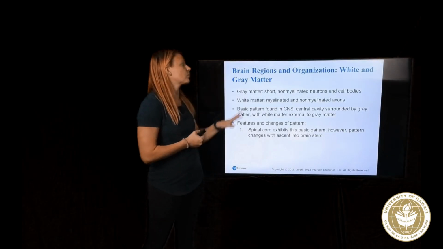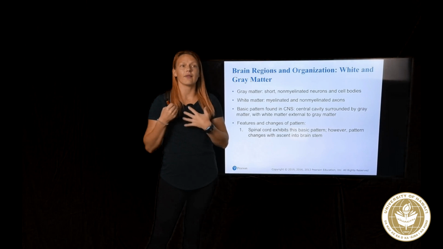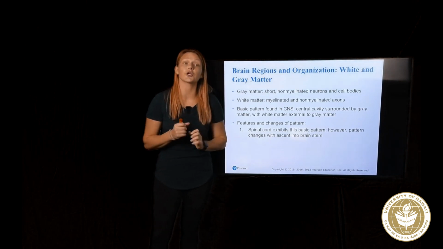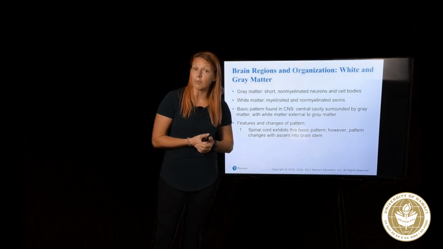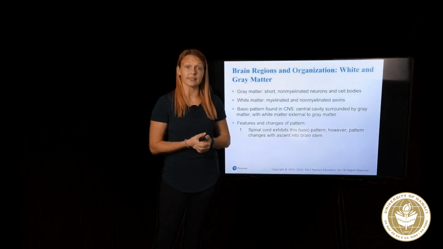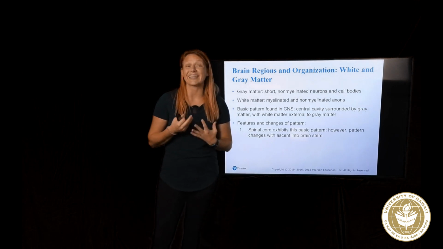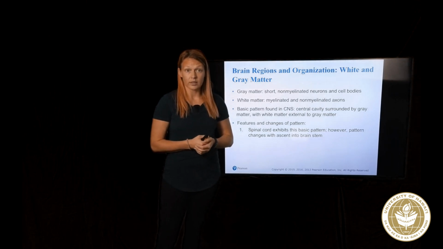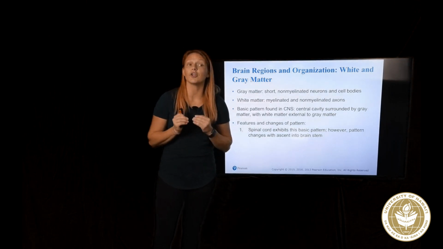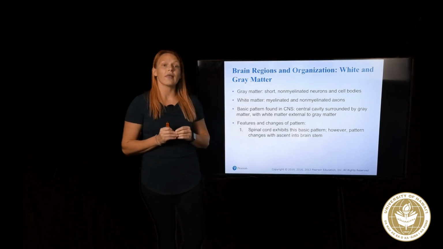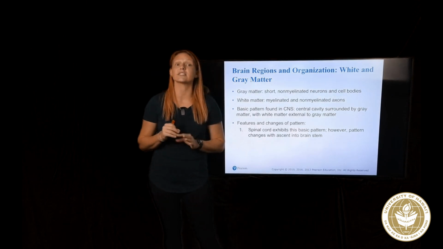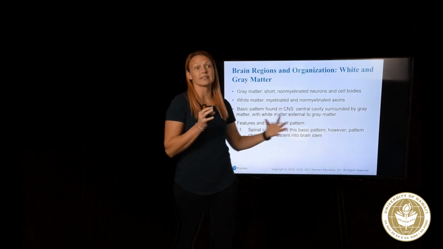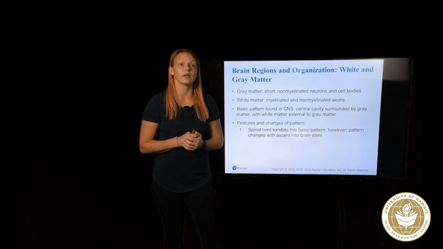So when we look at the brain regions and organization and that differentiation between white and gray matter, just as a refresher, gray matter is going to be short, non-myelinated neurons and cell bodies, whereas white matter is going to be myelinated, and there can be some non-myelinated axons as well. Gray matter is all the non-myelinated neurons, and this means that there are no myelin sheaths on the neurons. And they're usually going to be shorter, right? Because they're not going to be able to transmit that signal as far, right?